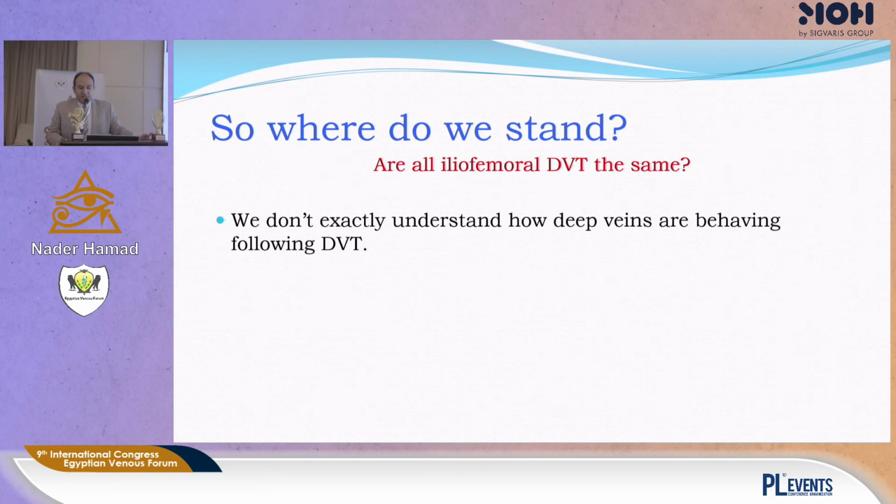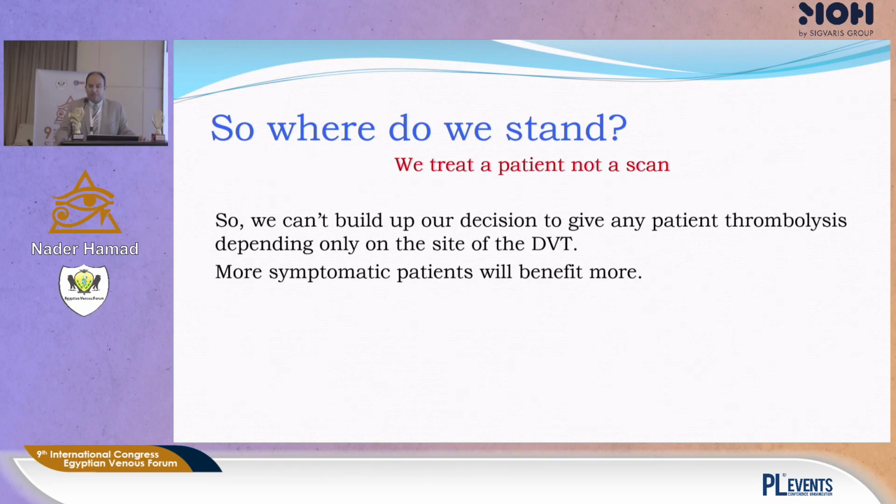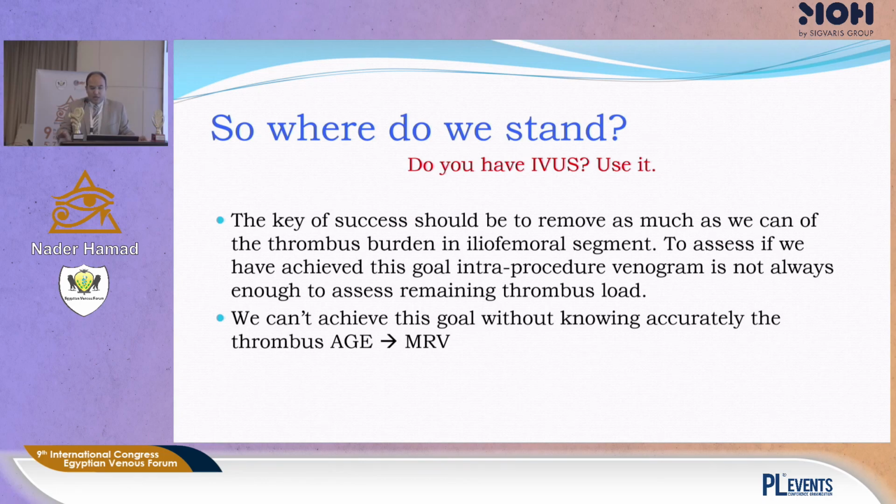So we don't exactly understand how deep veins are behaving following DVT. And we cannot build our decision to give any patient thrombolysis depending solely on the site of the DVT. More symptomatic patients will definitely benefit more than asymptomatic or less symptomatic patients. As we have mentioned, the key to success should be to remove as much as we can of the thrombus burden in the iliofemoral segment. To assess if we have achieved this goal intra-procedure, venogram is not always enough to assess the remaining thrombus load. So we have to use IVUS if it's available.